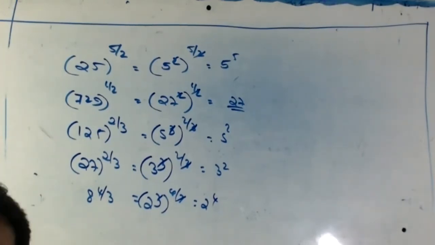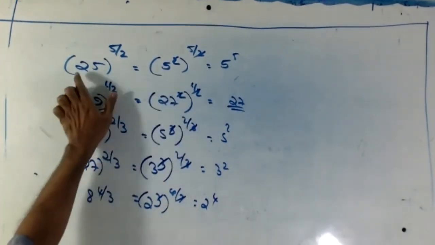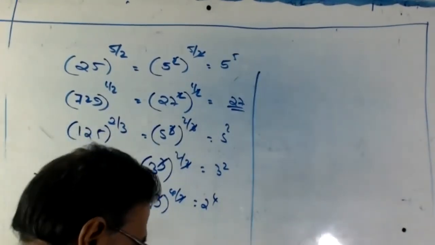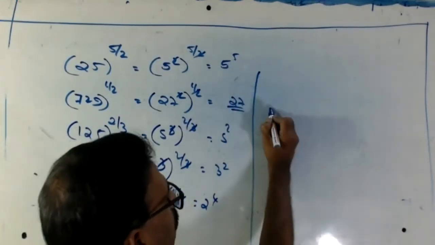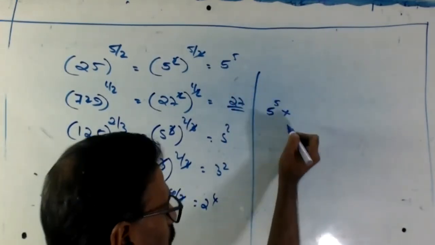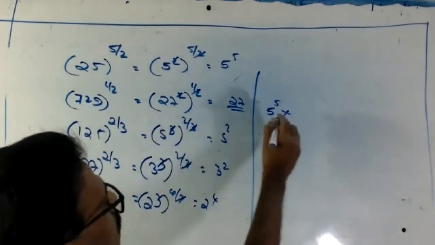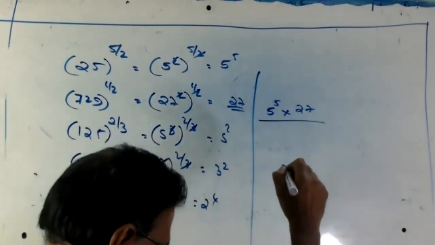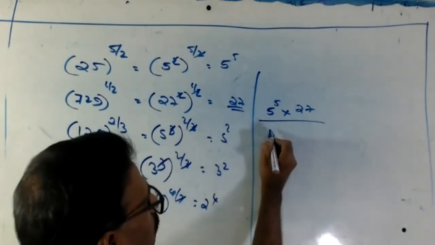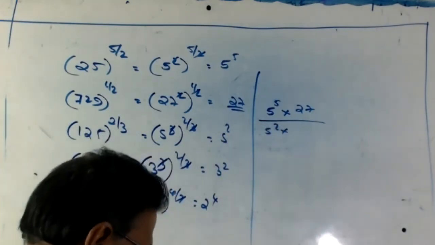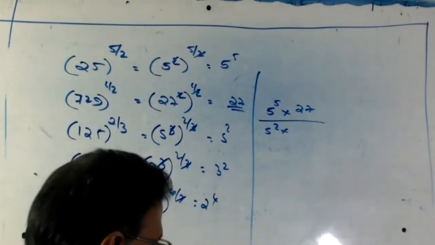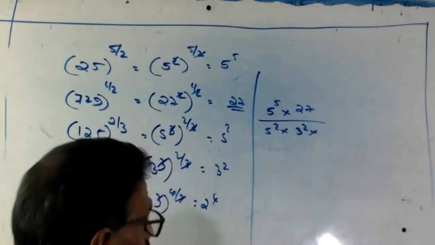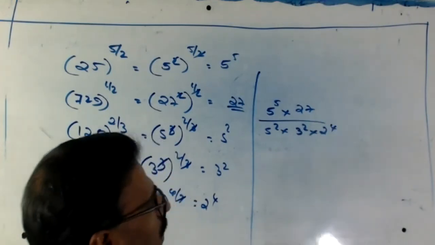Better write the steps. If you are smart, you can directly write, no problem. Now here, 5 raised to 5 into 729, that is 27, divided by this one, 5 square into next 3 square, right? This one, 3 square into 2 raised to 4.